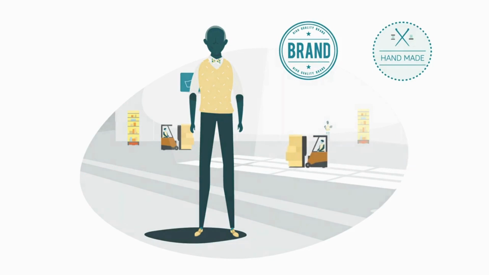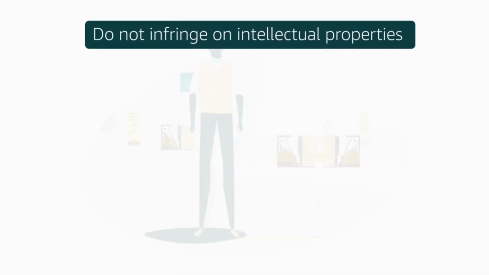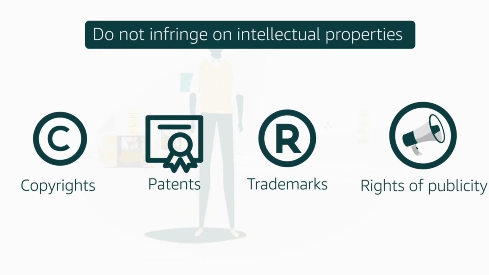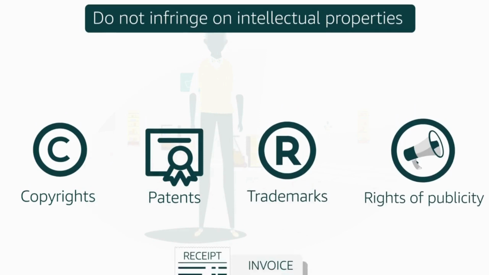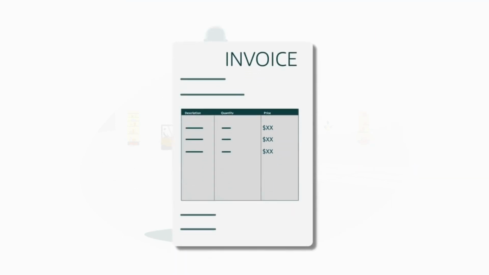You are responsible for ensuring that the products you sell on Amazon comply with all applicable laws and regulations, are authorized for sale or resale, and do not violate intellectual property rights such as copyrights, patents, trademarks, and rights of publicity. It's important to keep documents to substantiate your relationship with your own products. An example would be invoices for raw materials or finished products.